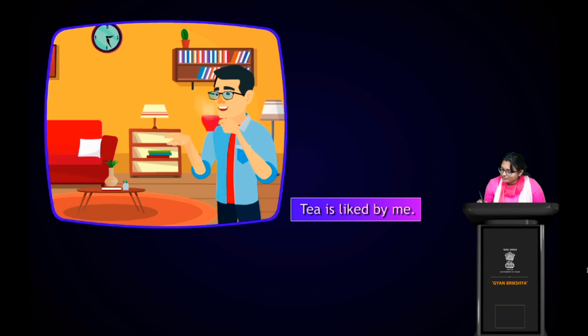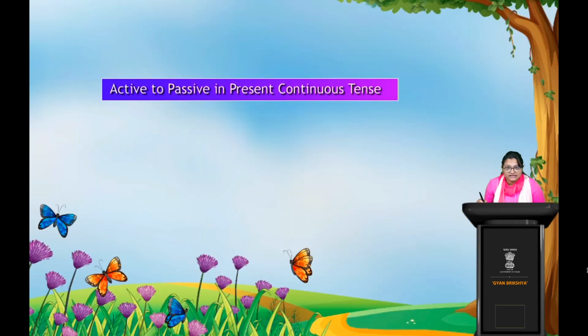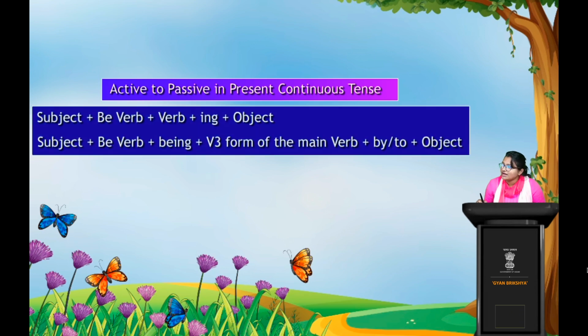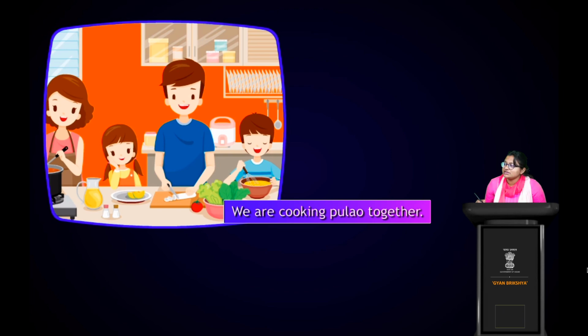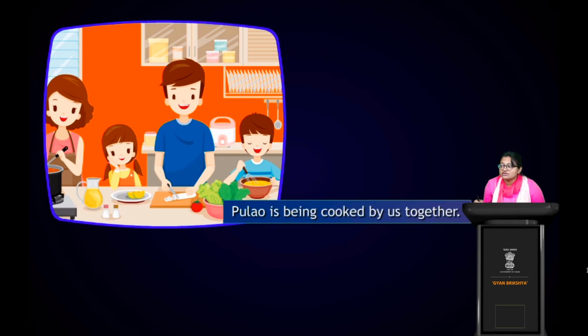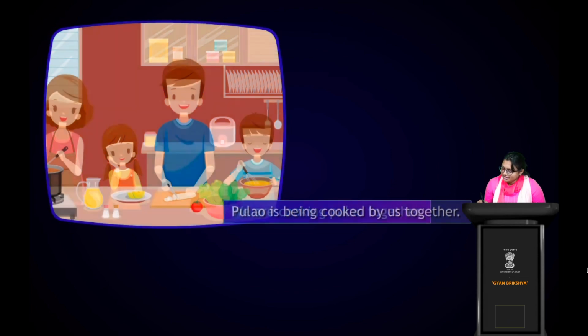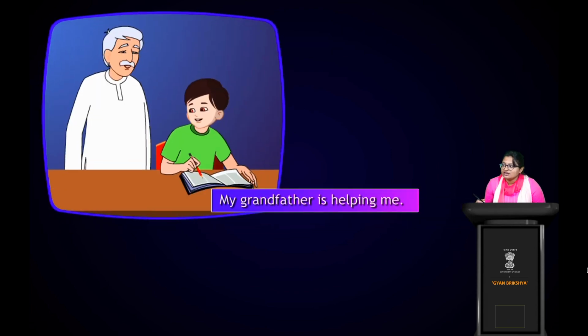So this is how we did present tense in the last class, right? Okay, so that was present indefinite. Now let's look at present continuous. Okay, so present continuous, this is the form for active and passive. Let's look at sentence examples. We are cooking pulao together. So the passive becomes pulao is being, because we are cooking, ing. So pulao is being cooked by us together.